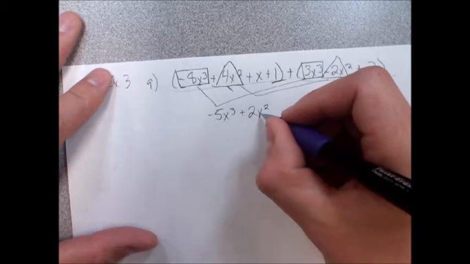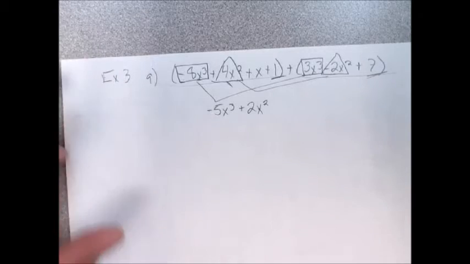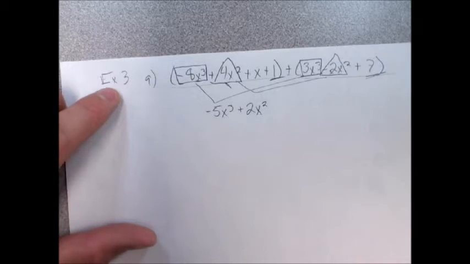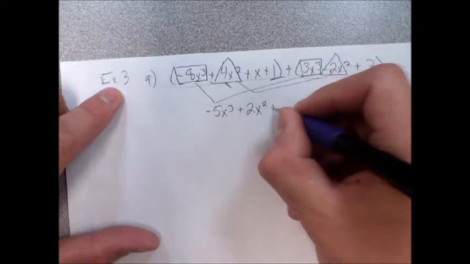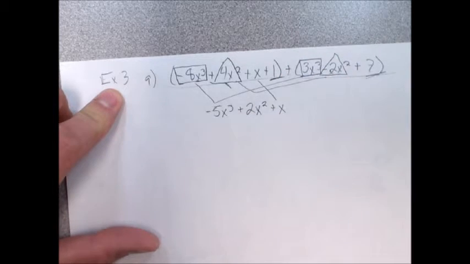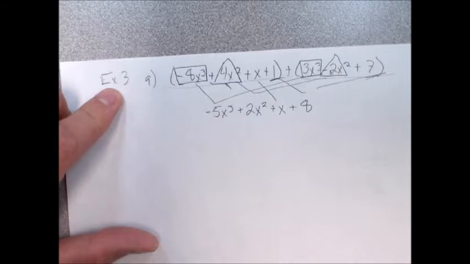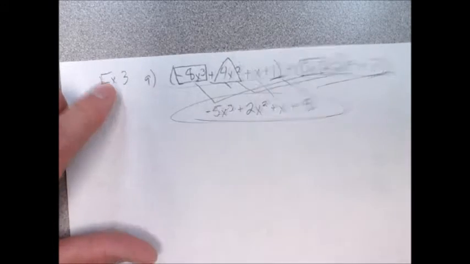When you're adding or subtracting, you don't change their last names. You only change the leading number. Okay? Nothing happened with the x, so I'm just dragging it down. Then I can combine my 1 and my 7. They're both positive, so that makes a positive 8. And that's it. That's all you got to do.